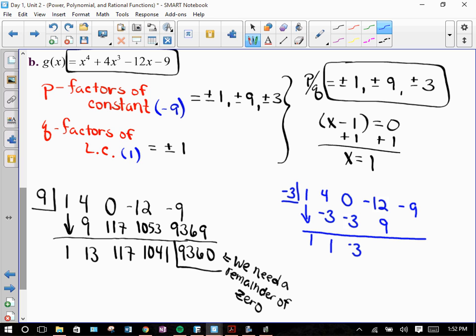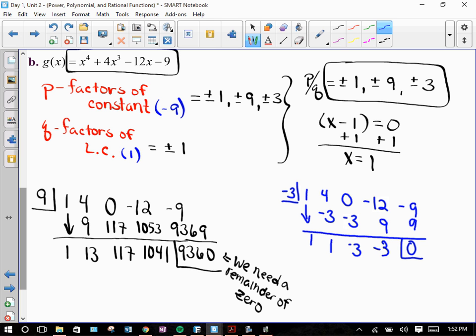-12 plus 9 is -3. And -3 times -3 is +9. -9 plus 9 is 0. We found the next intercept. One of our x-intercepts is -3. If you plug -3 into that function, you'll get 0.